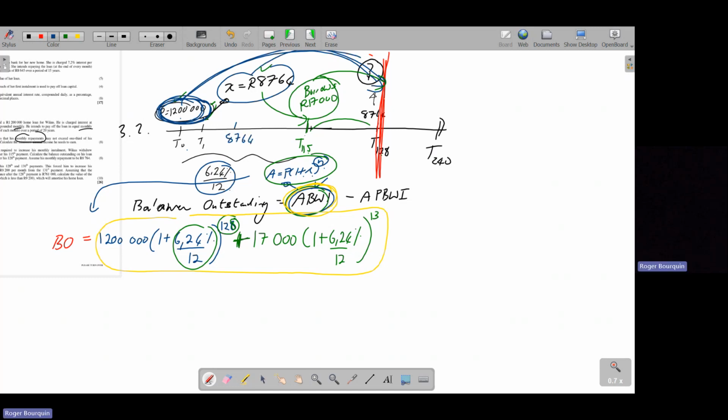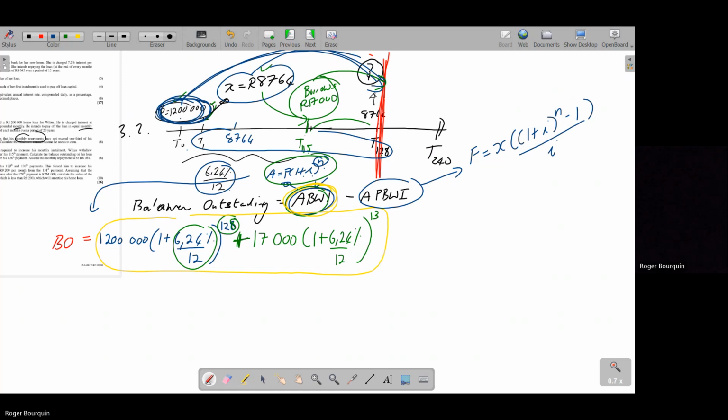We're not going to take all 128 payments to the end of the timeline because it's an annuity. So here, for the amount paid back with interest, we're always just about going to be using this formula. F is equal to x, bracket, (1 plus i)^n minus 1, bracket, all over i. In this case, we're minusing what he's paid back. The monthly payments, I said we must use, are 8,764, so that's x.